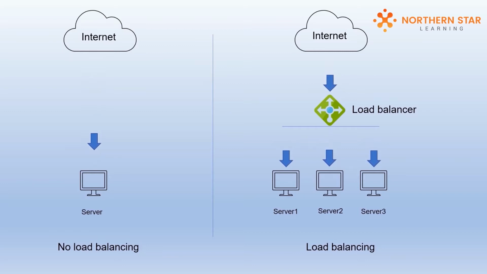Azure Load Balancer operates at Layer 4 of the Open Systems Interconnection (OSI) model. It's the single point of contact for clients and distributes inbound flows that arrive at the load balancer's front-end to back-end pool instances.